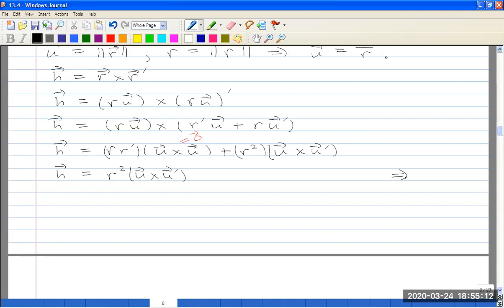So a cross h is equal to, well, a is minus GM over r cubed r.